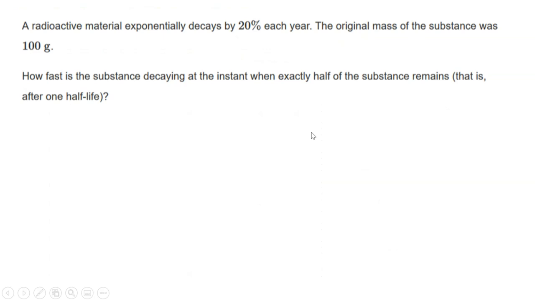Okay, you know that we talk about half-life all the time. Radioactive material decays by 20% each year. The original mass was 100. How fast is the substance decaying at the instant when exactly half of the substance remains? That is after one half-life.